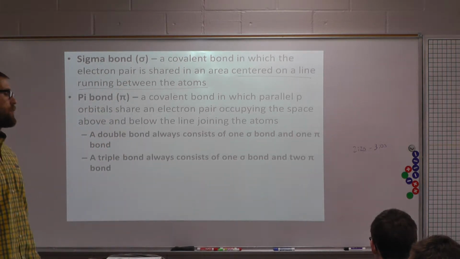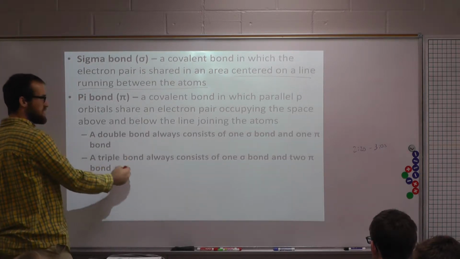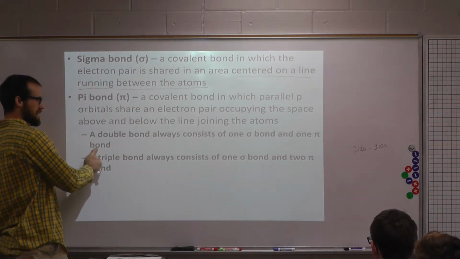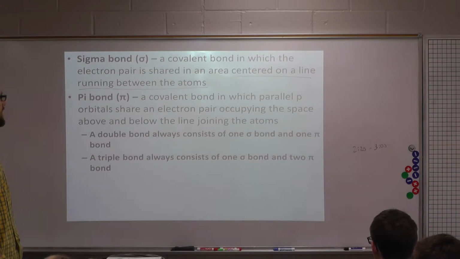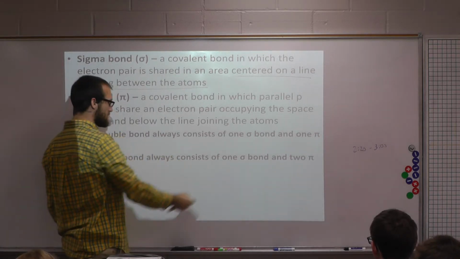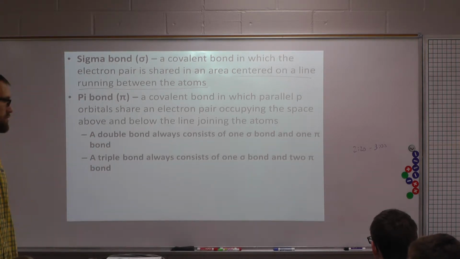And a pi bond happens when you've already had a sigma bond, and it does not happen on the bond axis. Okay, so if you remember, the first bond of a double bond is going to be a sigma, and the second one's going to be a pi bond, and we'll talk about how that works in a sec. A triple bond is going to have one on the bond axis and two not on the bond axis. And again, we'll talk about that as we progress here.